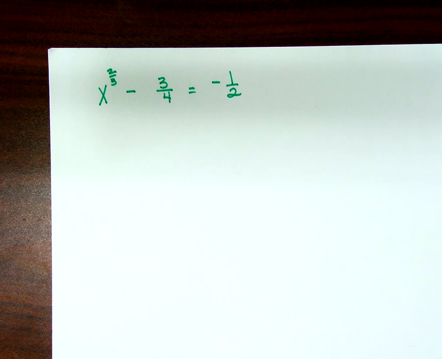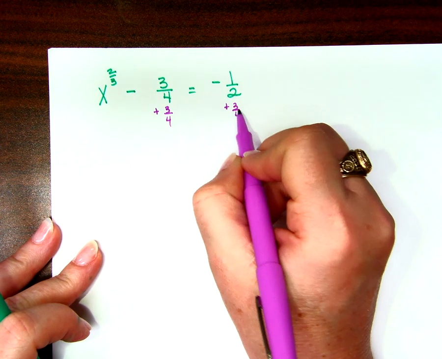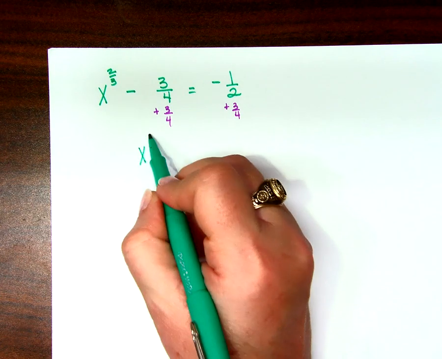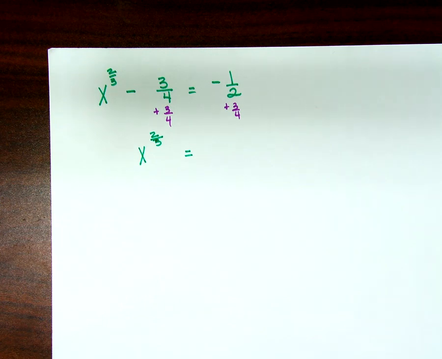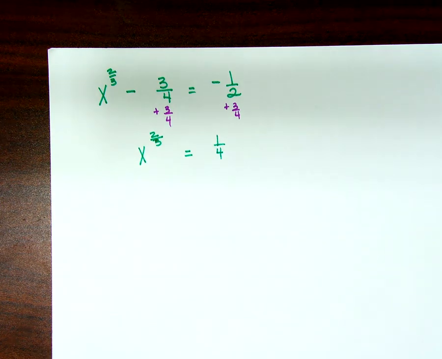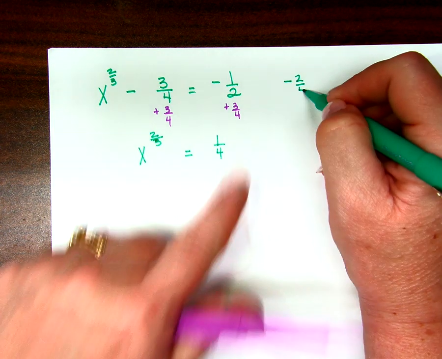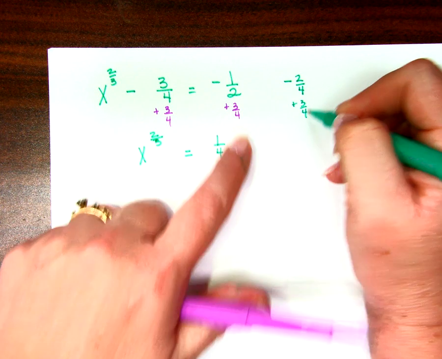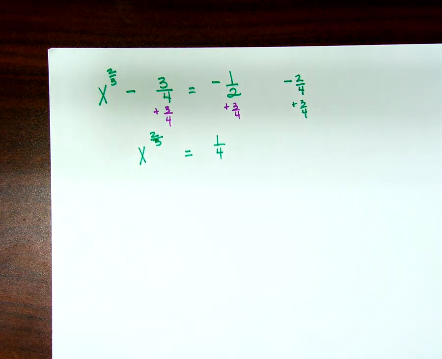What do I do to solve it? Add 3/4 to both sides. So I have x to the 2/3 power equals 1/4. Are you positive about that? Good. I just want you to be positive, not questioning. Well, I guess I was questioning technically, but you know what I'm saying. So just in case, this is -2/4 plus 3/4. Now for the rest of you, are you okay with 1/4? Yes? Okay. So now what?